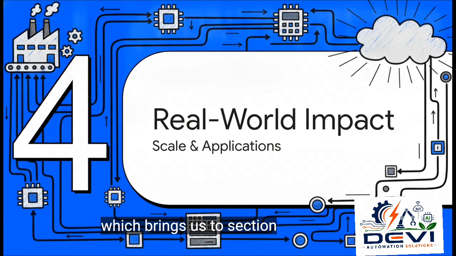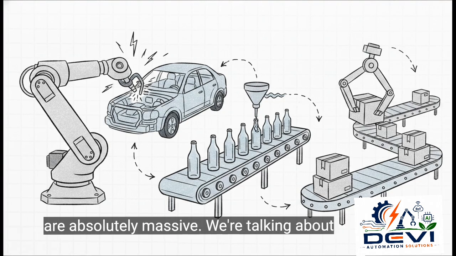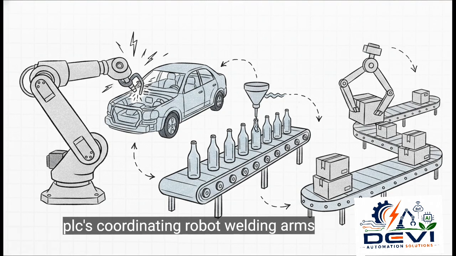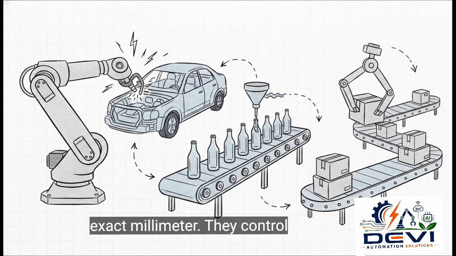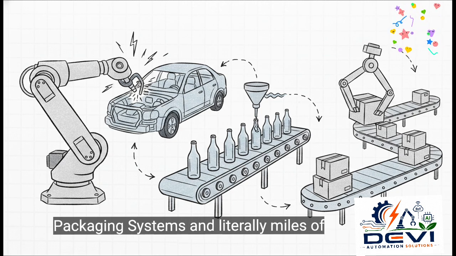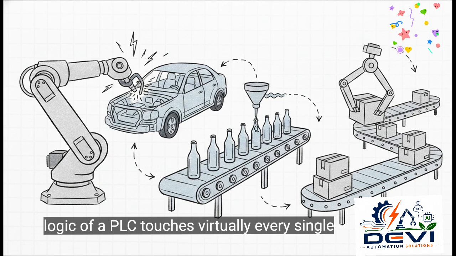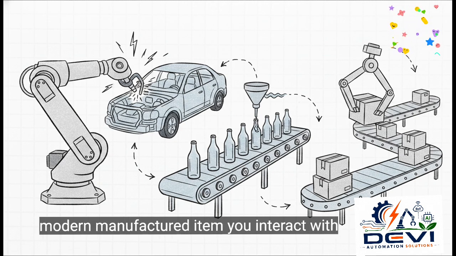Which brings us to Section 4, real-world industrial impact. Let's explore the applications and use cases. When you scale this technology up, the applications are absolutely massive. We're talking about PLCs coordinating robot welding arms on giant automotive lines down to the exact millimeter. They control high-speed bottling plants, incredibly complex packaging systems, and literally miles of warehouse conveyor belts. The hidden digital logic of a PLC touches virtually every single modern manufactured item you interact with today.